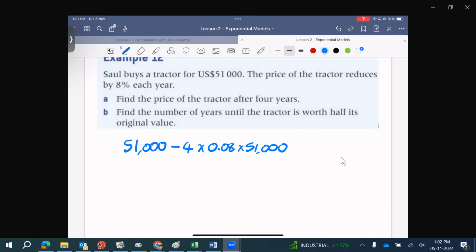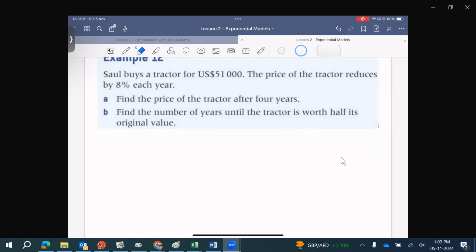Exactly. So let me break this calculation down for you. This bit is calculating 8% of 51,000, and then this is making 4 lots of it, and we're taking it away. Now 4 lots of it assumes that the value doesn't go down. And what Camille says is that after the first year, it's no longer worth 51,000, it's worth less. So we need to use a compound decay model for this problem.